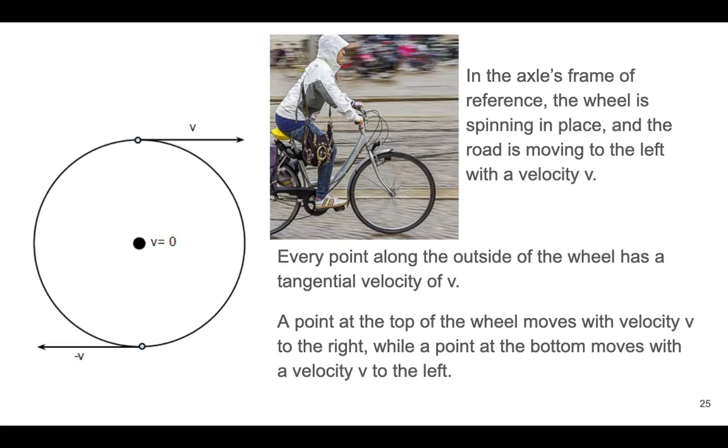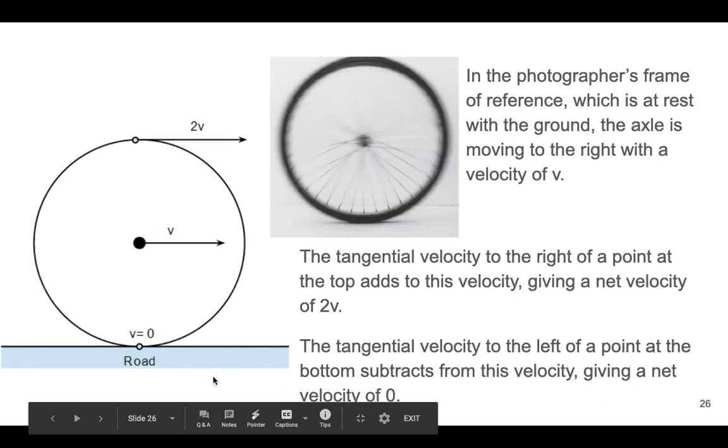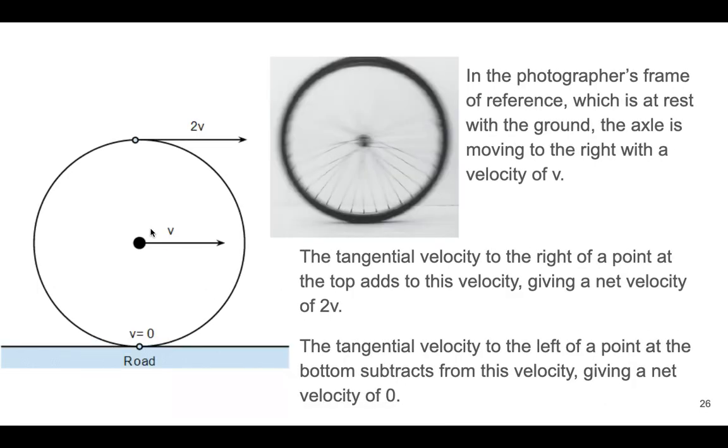So remember, looking at this picture, if the axle is not moving, but the whole wheel is spinning, the top has velocity v, the bottom has velocity v in the other direction. Now, the wheel is still spinning in this picture, and the whole wheel is moving to the right with the velocity of v, so you have to add those. So at the top, it had tangential velocity v to the right. It also has what you would call translational velocity v to the right. So the net velocity at this point is 2v.